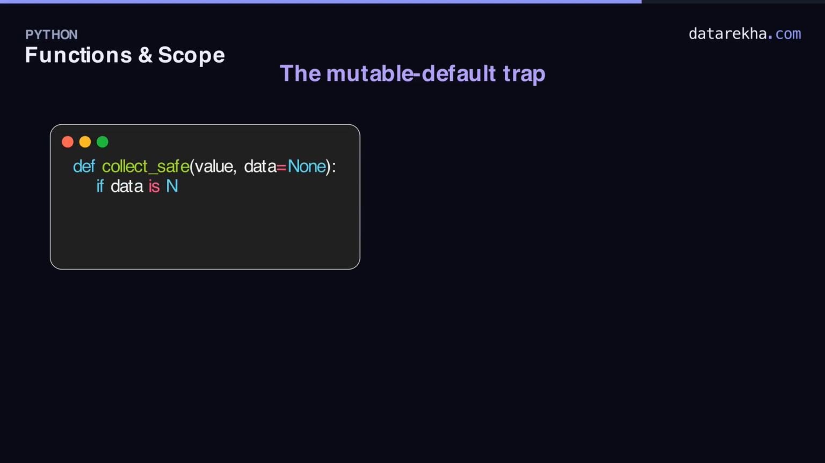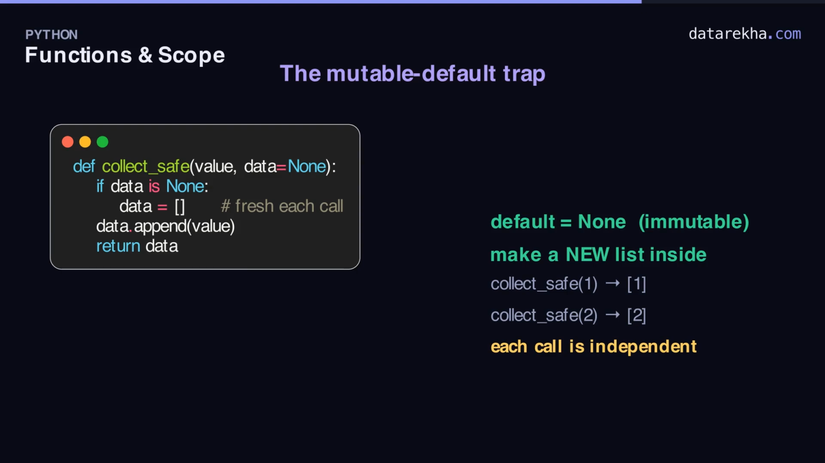The fix is a reflex worth building. Never use a mutable default. Default to None instead. None is immutable and safe. Then inside, if data is None, make a fresh empty list. Now every call that omits data gets its own new list. collect_safe of 1 gives [1]. collect_safe of 2 gives [2]. Independent. Every time.